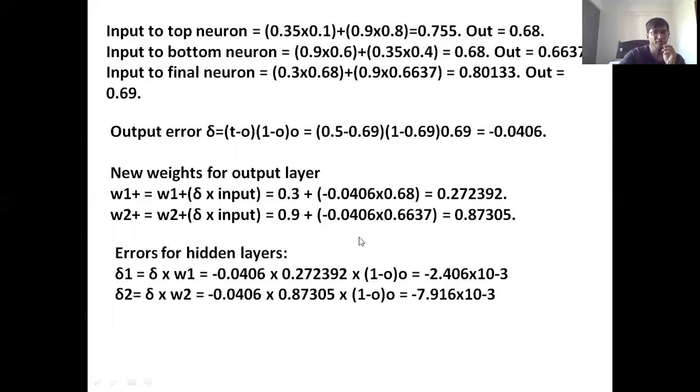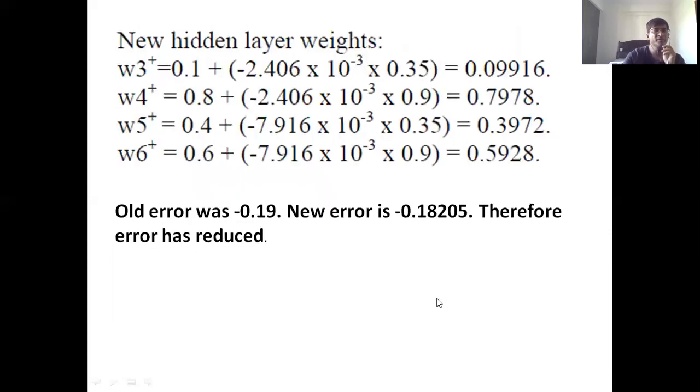Once these weights are updated, the next thing is to calculate the errors of the hidden layer. Suppose the hidden layer has del 1 and del 2. By the same method that I've explained in the formulas, the error comes out to be 2.4 into 10 to the power minus 3. Similarly, the error at hidden layer 2 comes out to be this value, right?